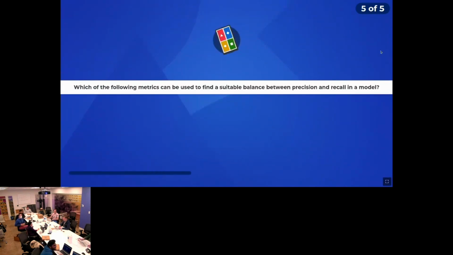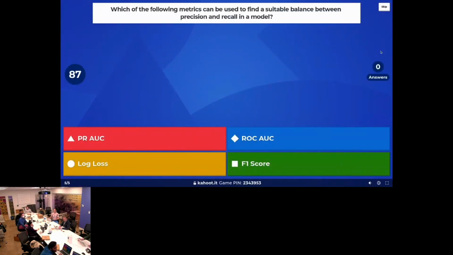Which of the following metrics can be used to find a suitable balance between precision and recall? Positive rate AUC, ROC AUC, log loss, F1 score.